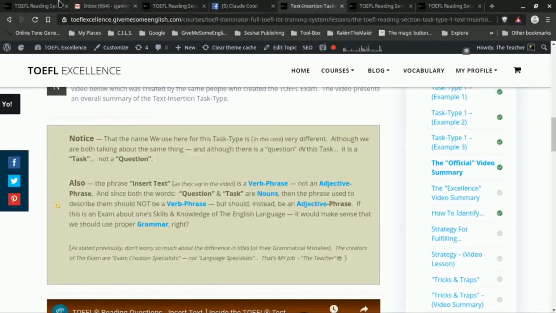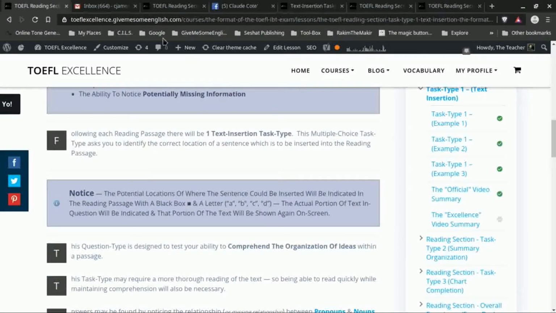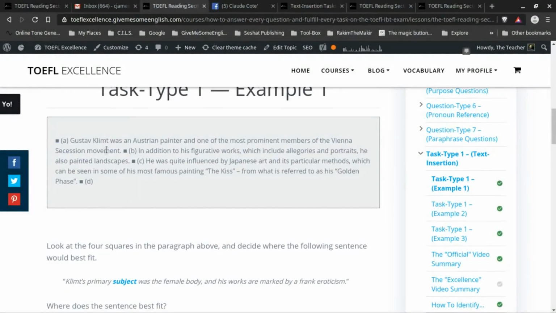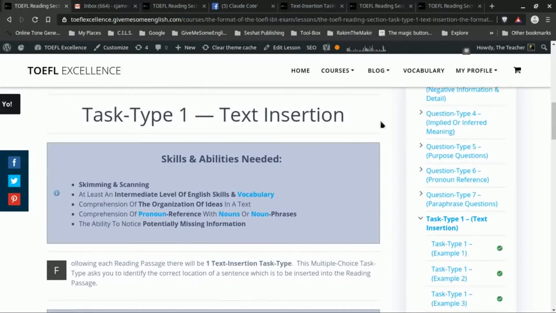So that's pretty much it as far as the summary for the text insertion tasks. As I mentioned, you have a reading passage, there are 4 black squares, you have a sentence, and you have to decide which space that sentence best fits in the reading passage. But that's pretty much all we got to say there.